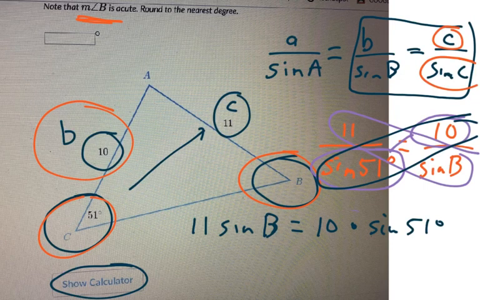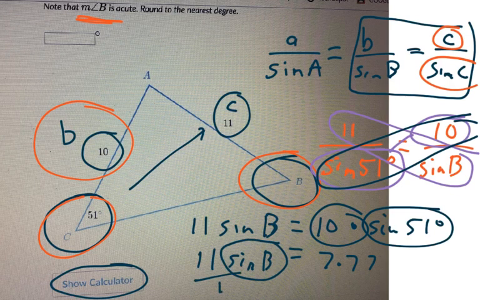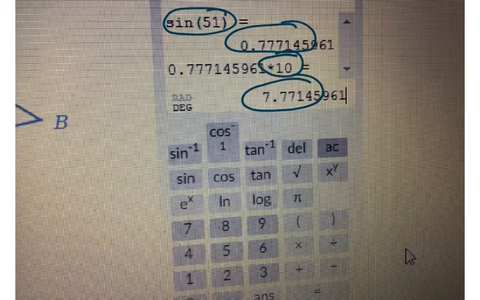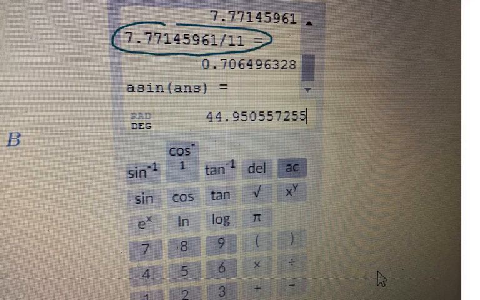Okay? So I did the sine of 51 times 10. 7.77 equals 11 times the sine of B. To solve for sine of B, I'm going to divide both sides by 11. So I'm taking this 7.7. By the way, notice how I did not clear my screen. I left that whole number in there because I'm going to get a more accurate answer at the end. I divided by 11. I got 0.7064.